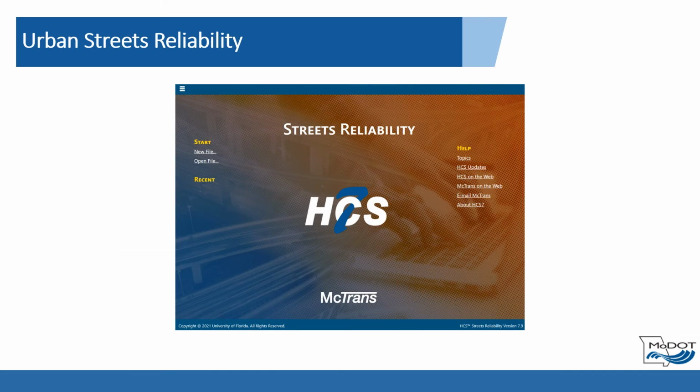HCS includes a dedicated module to implement the urban streets reliability methodology included in HCM. The urban street methodology analyzes signalized arterial corridors with multiple signalized intersections. Many of the travel time reliability concepts presented in the freeway reliability section are applied to the streets methodology. However, there are some parameters unique to the streets reliability methodology.